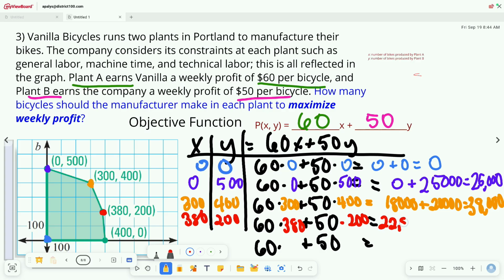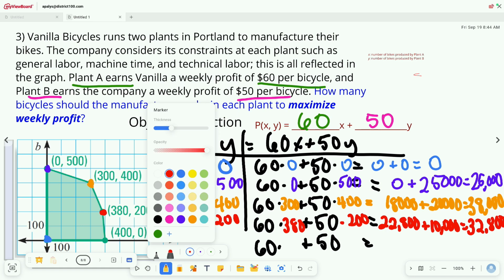$22,800 plus 10,000 is 32,800. That one doesn't maximize. And my guess is anything that has a 0 in one of the plants is not going to maximize as well, but let's do the math and see.